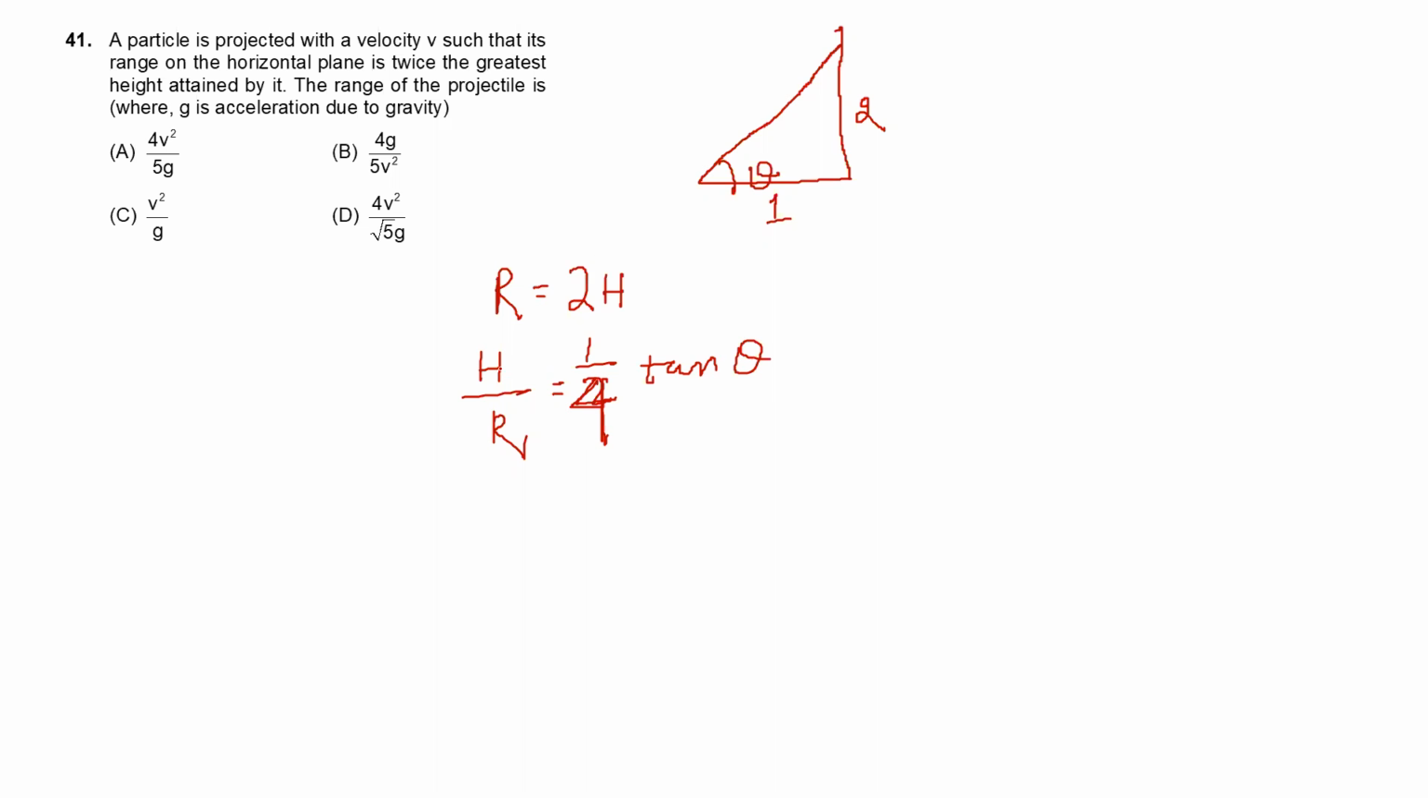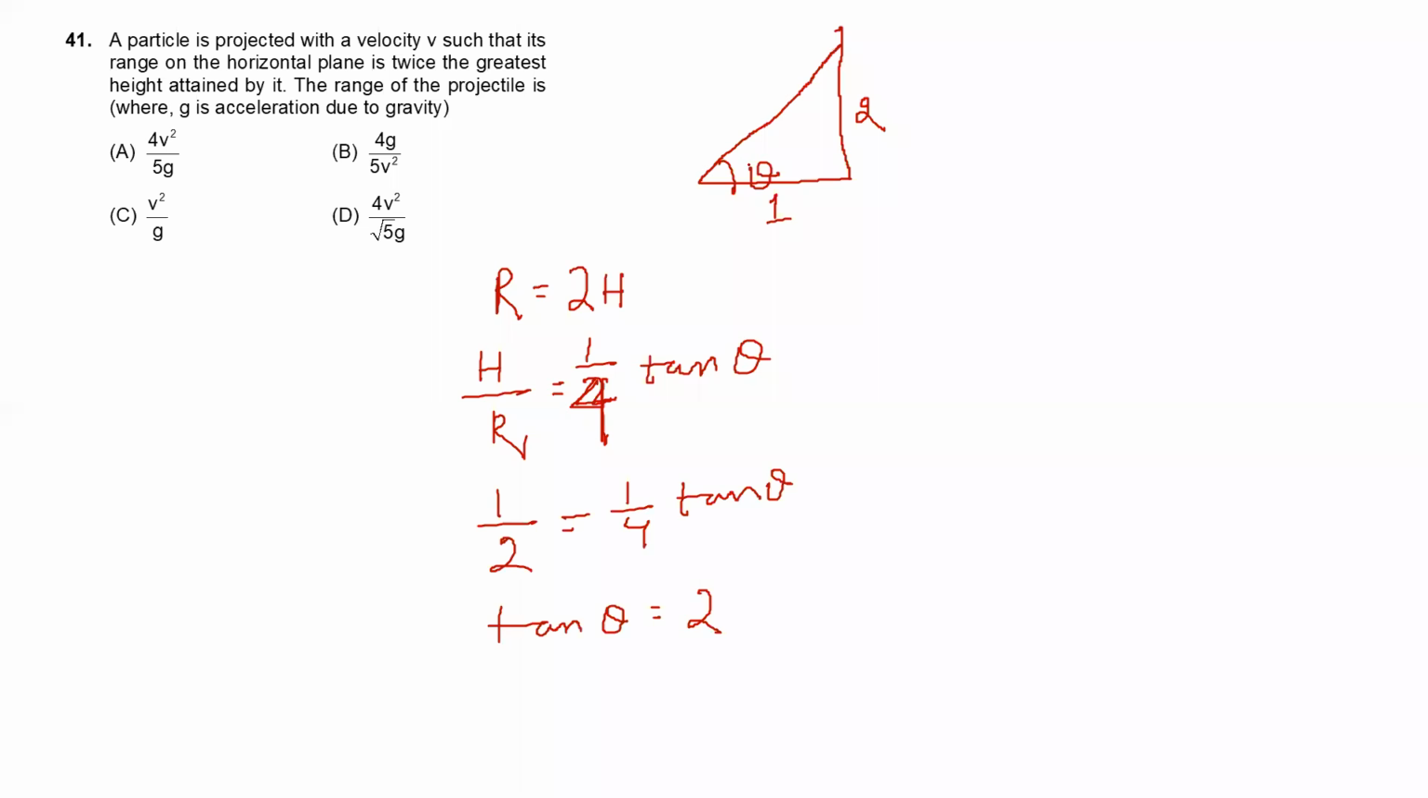What is the relation between maximum height and horizontal range? 1 by 4 tan theta, na? R is equal to 2h, so h by r is 1 by 2, which is equal to 1 by 4 tan theta. So tan theta is equal to how much? 2, na? Tan theta is equal to 2.